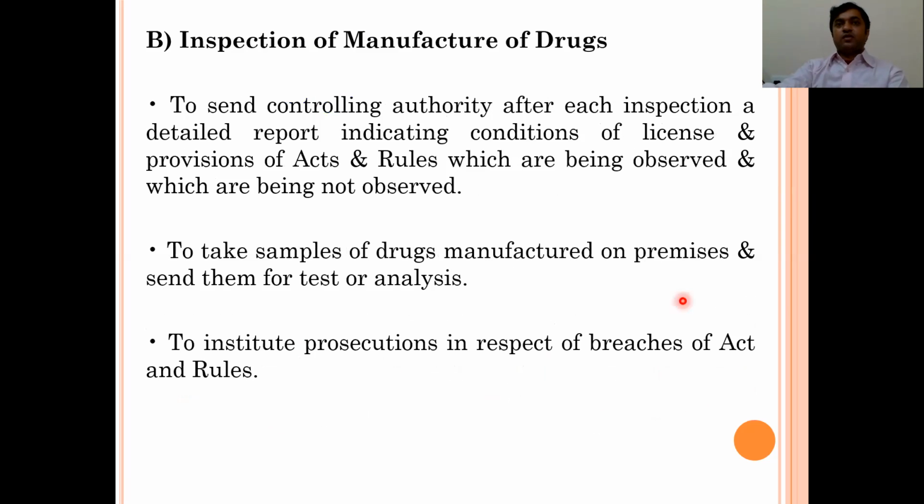He has to send the controlling authority, after each inspection, a detailed report of the conditions of the license and provisions of the Act which have been observed and which have not been observed. Everything he can report to his higher official, who will be the controlling authority. To take samples of drugs manufactured on premises and send them for test or analysis. To institute prosecutions in respect of breaches of the Act and rules.